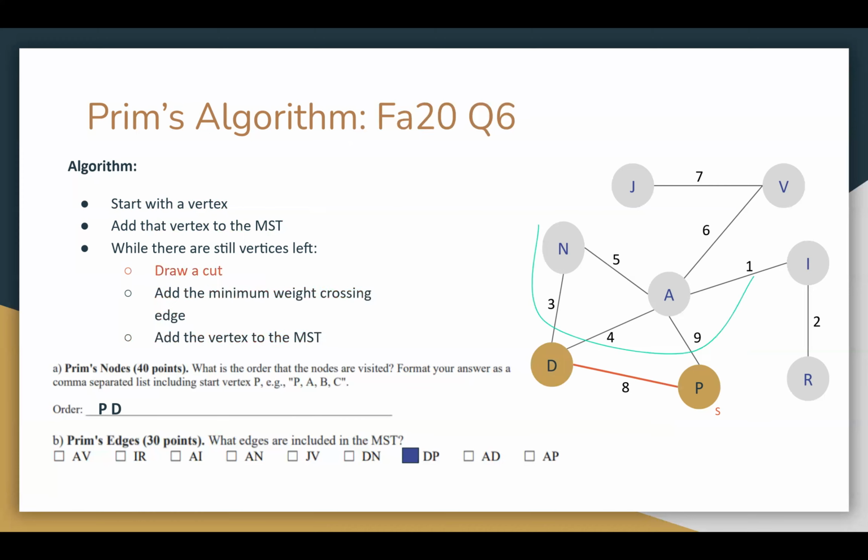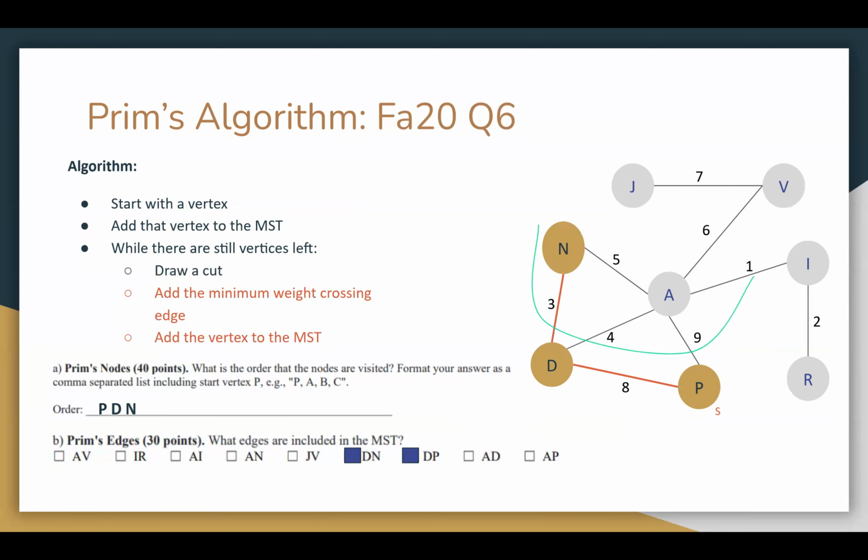And then the next thing that we do is we draw another cut. This time it's going to be traversing these 3 edges. The edge DN has the minimum weight of 3, and so that gets included. So we have DN as the next edge, and we've now included vertices PD and N.